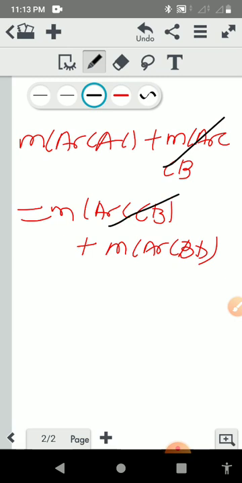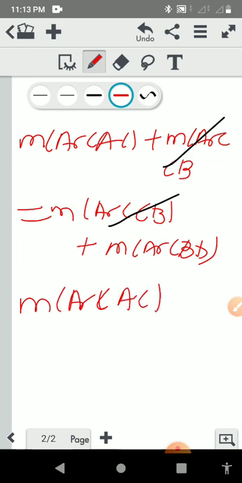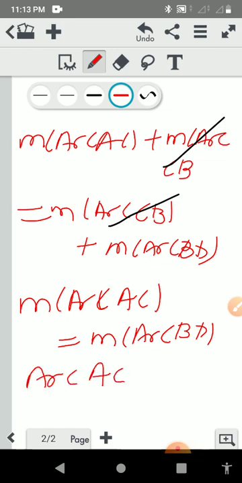So we can write measurement of arc AC equal to measurement of arc BD, isn't it? And that is also written as arc AC is congruent to arc BD, and that is what we have to prove.